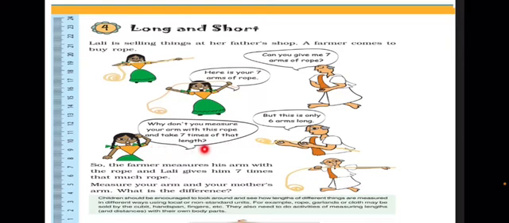So here they are measuring with the arms. Now the arms of Lali is smaller than the arms of the farmer. That's why there was a difference in the measurement. So we have to find out the standard unit that can be used for measuring things. So the farmer measures his arm with the rope and Lali gives him 7 times that much rope.